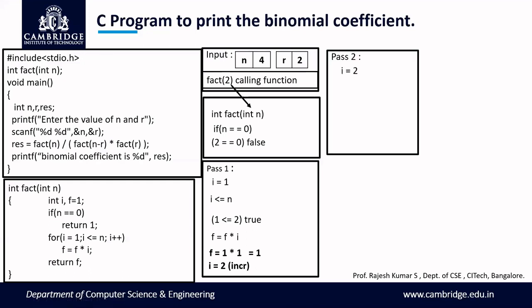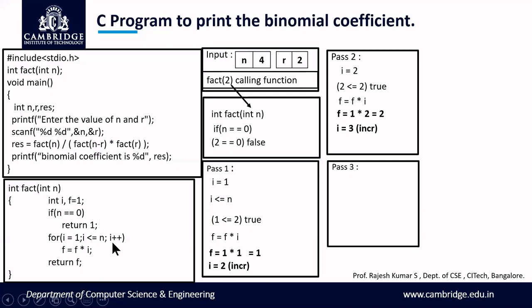Again, I'll check in the second pass. I'll be checking 2 is less than or equal to 2. Yes, the condition is true. Again, I'll find the f value. f is equal to f into i. The previous f value is 1 and the updated i value is 2. So 1 into 2 is 2. Again, I'll increment, i will become 3. I will check for the condition, 3 is less than or equal to 2.